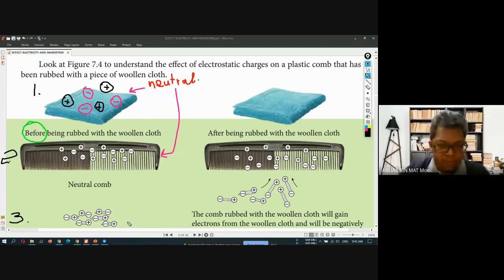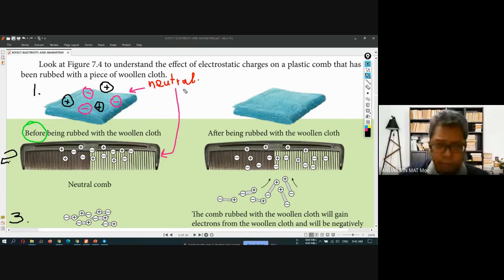How to determine the charges of the object? You just look at the diagram there. You just count the number of positive and negative charges. Okay, so how many negative? 1, 2, 3, 4, 5, 6. How many positive? 1, 2, 3, 4, 5, 6 also.